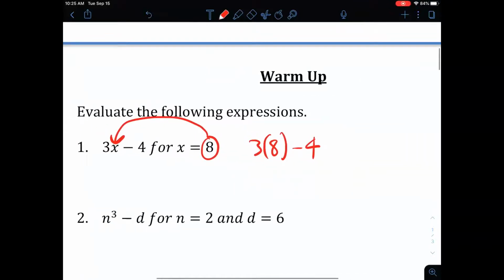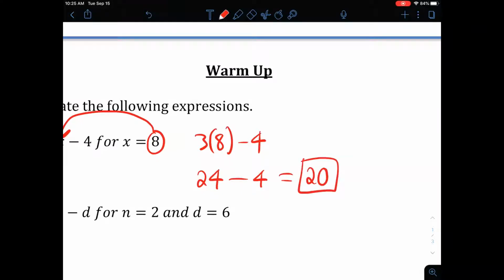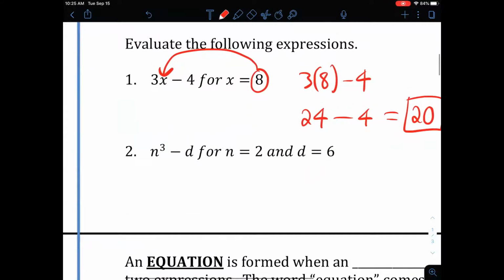Now, do we do 3 times 8 or 8 minus 4 first? Do we do multiplication or subtraction first? Hopefully you said multiplication, so we're going to do 3 times 8, which is 24, minus 4. The last thing, 24 minus 4, is going to be 20. All right, awesome. Okay, we have n to the third minus d for n equals 2 and d equals 6.